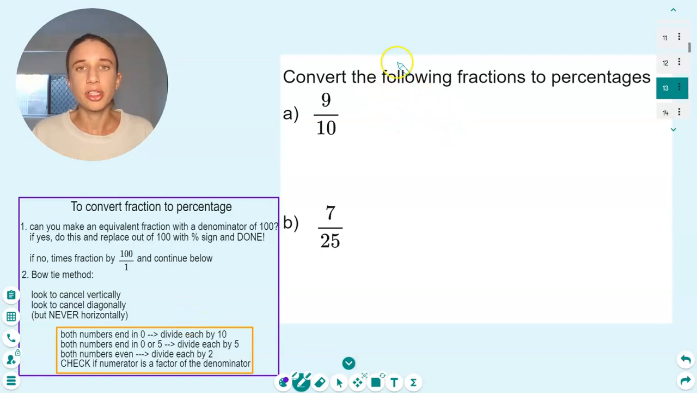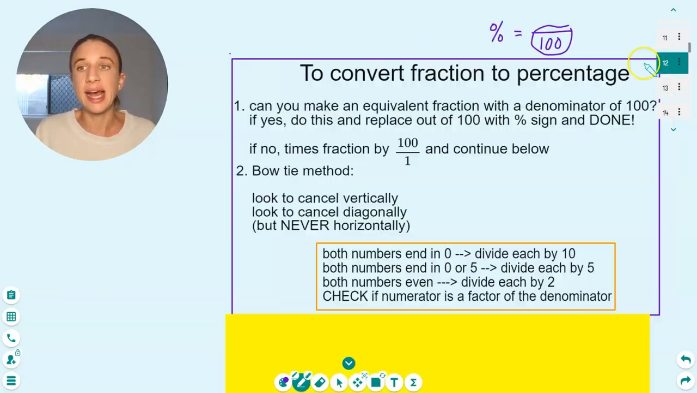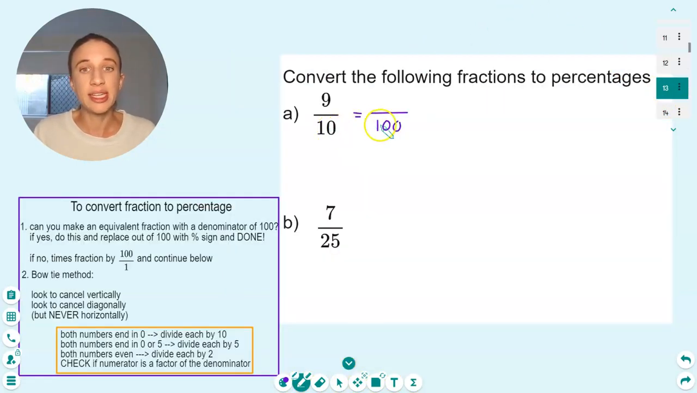So let's check out the first question. Convert the following fractions to percentages. 9 out of 10. The first thing that I'm looking at is the denominator. Can I write this fraction with a denominator of 100? Because that percent sign means out of 100. Remember that? And we can, because 10 goes into 100.